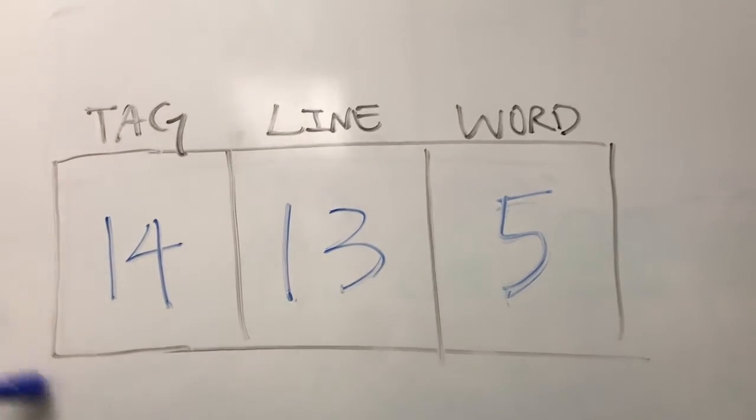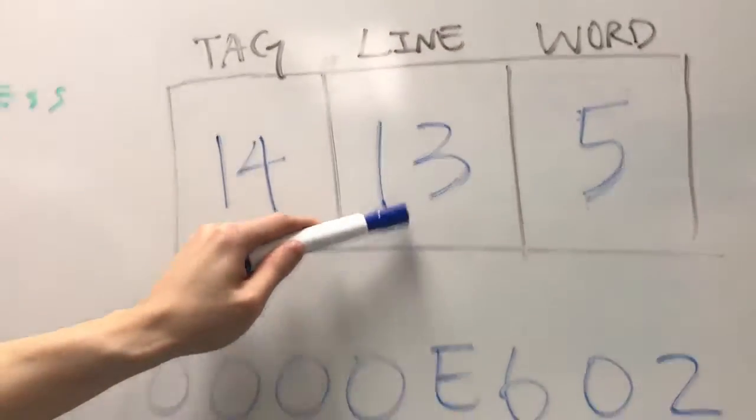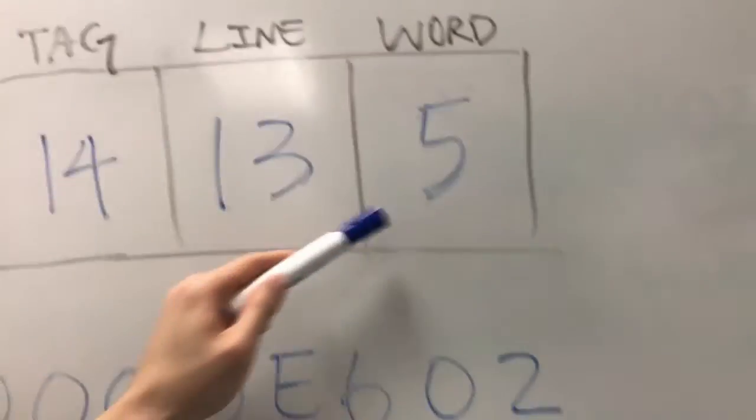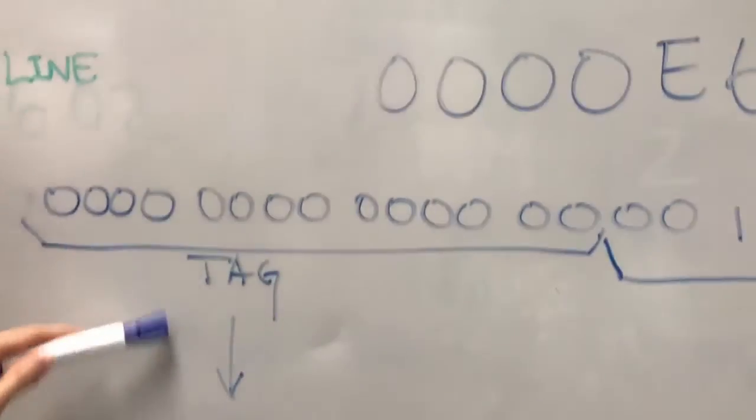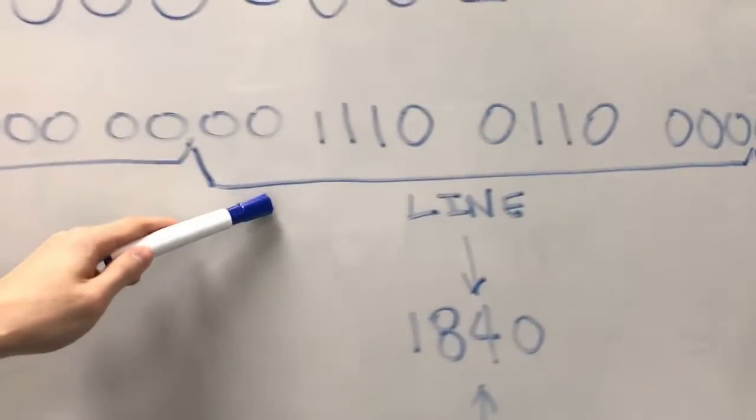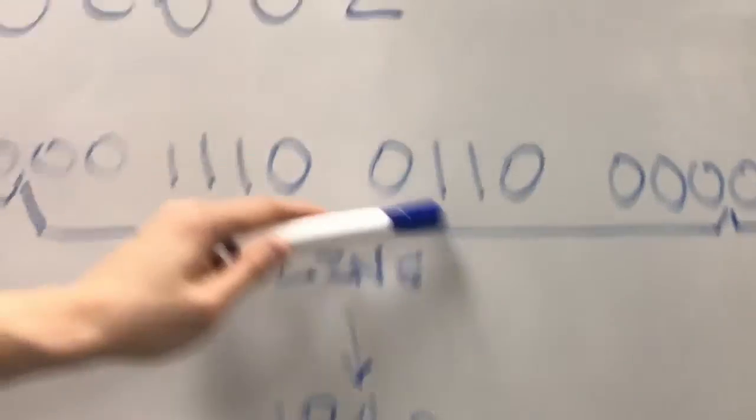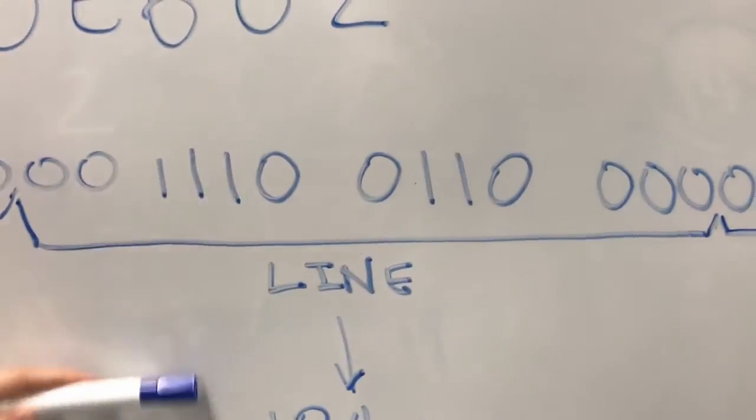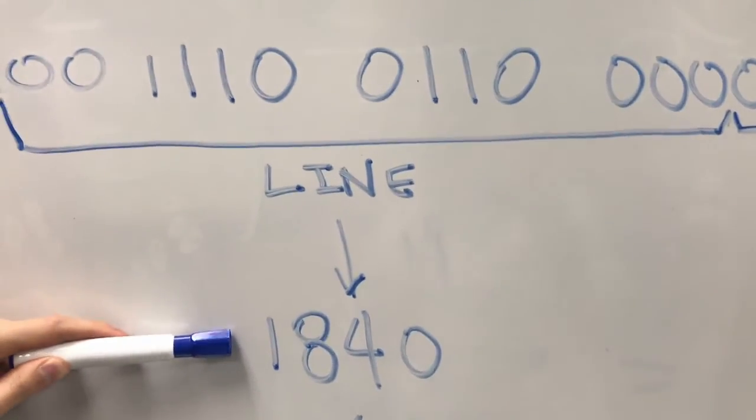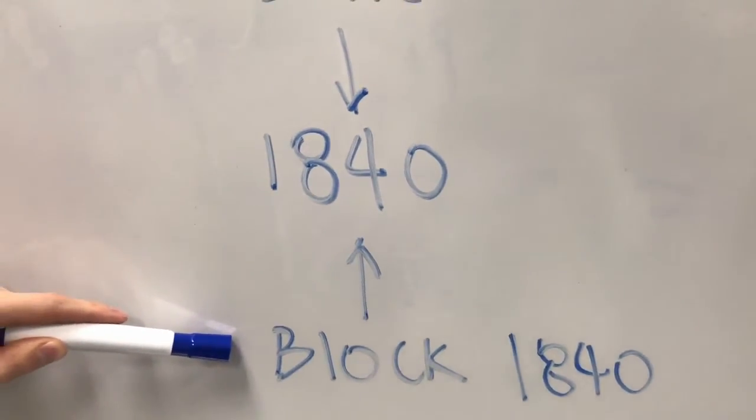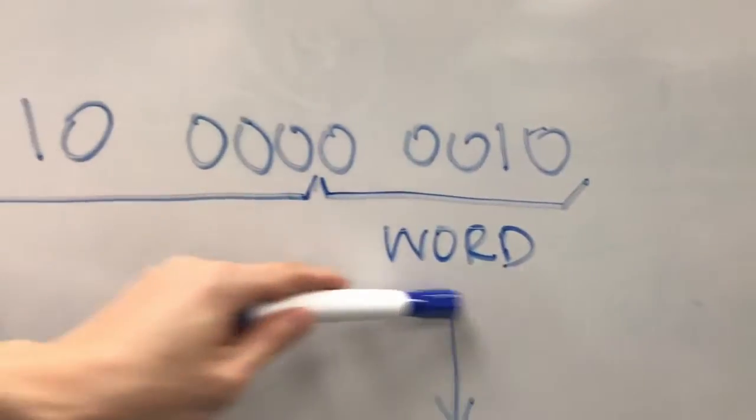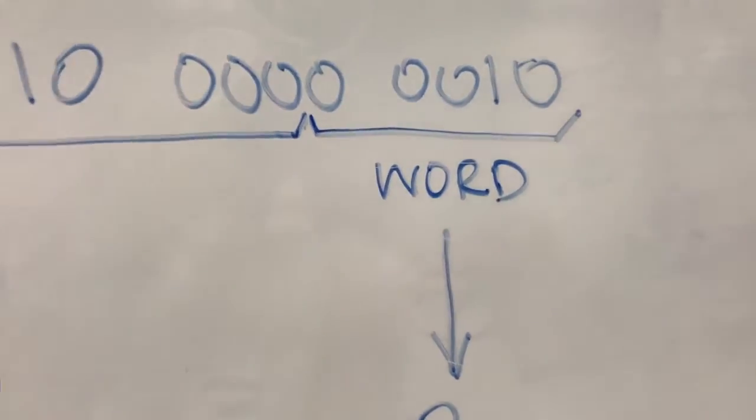So let's split our memory address up. The tag is the first 14 bits, then the line number is the next 13 bits, and the word number is the last 5 bits. Our tag is clearly 0. As you can see, the line number when you convert from binary to decimal is 1840. This is also the block number of the word stored in memory. Since the tag is 0, the word number when you convert from binary to decimal is 2.